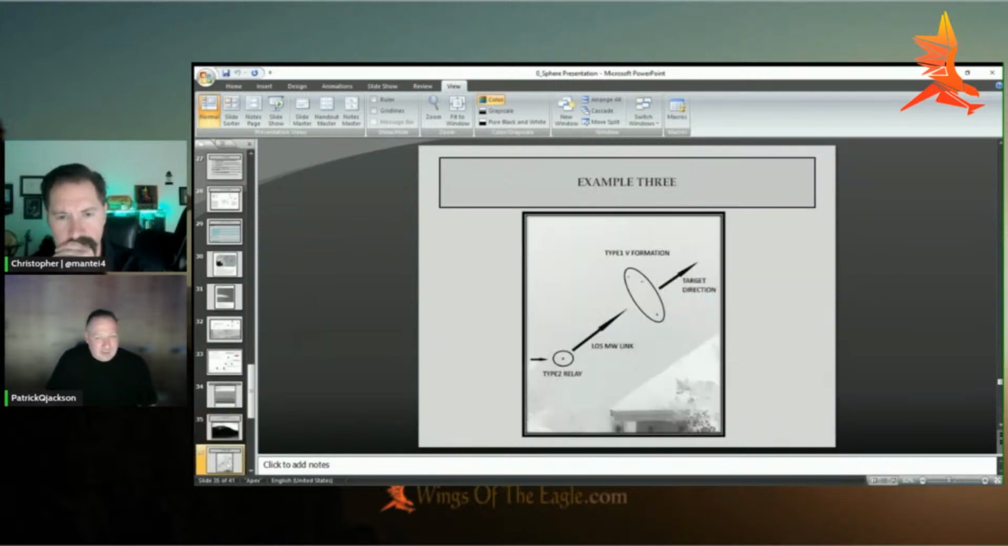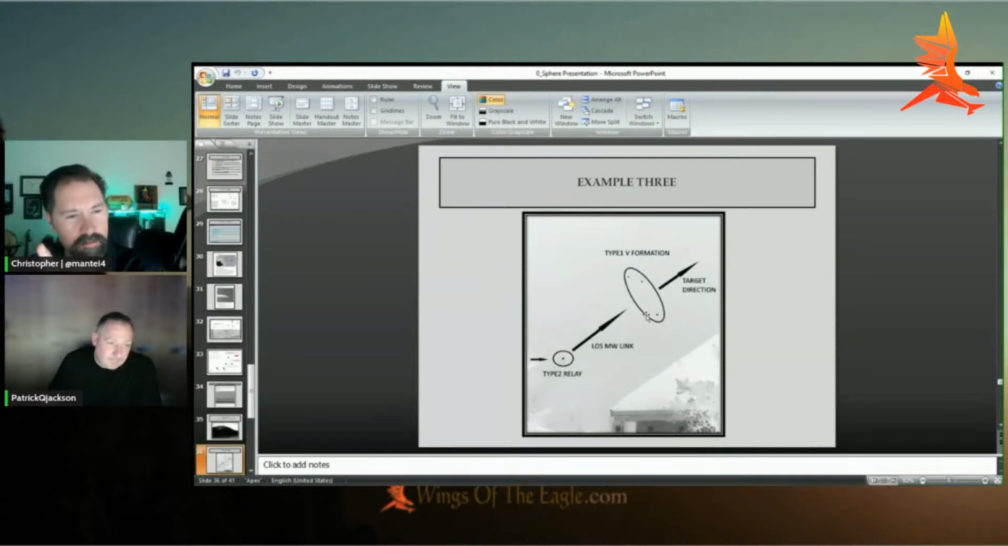Right. Here's other examples that get sent to me. So this was taken over a house. I think it was in Florida. Again, you have the type 1V formation right here, type 2 relay here, microwave link, and the target direction is this way. You always know where the target is from the position of the type 2, because it's looking directly at it. And the V formation is tracking the target.